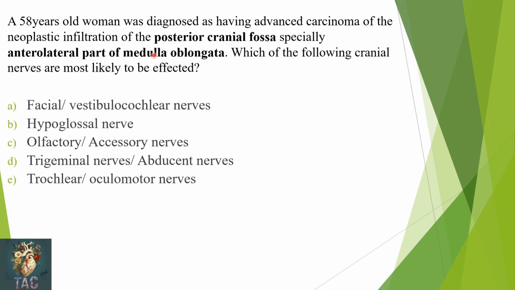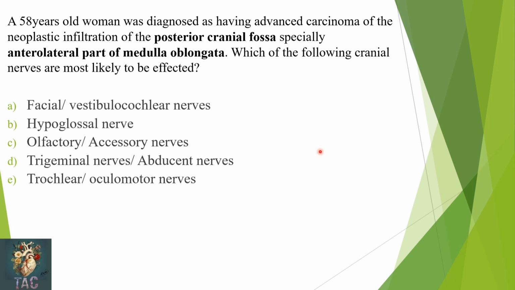Next MCQ: a 58-year-old woman was diagnosed as having advanced carcinoma, with neoplastic infiltration of the posterior cranial fossa, especially the anterolateral part of the medulla oblongata. Which of the following cranial nerves are most likely to be affected? Please remember, this is the anterolateral part of the medulla oblongata in the posterior cranial fossa. The options are facial and vestibulocochlear, hypoglossal, olfactory and accessory, trigeminal or abducent, or trochlear and oculomotor nerve.